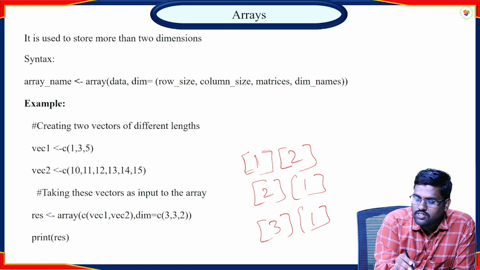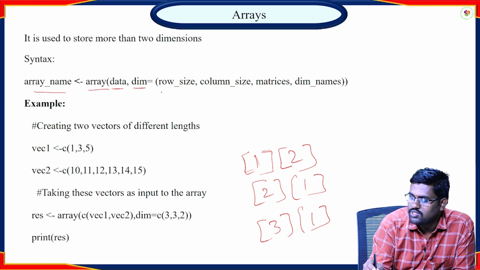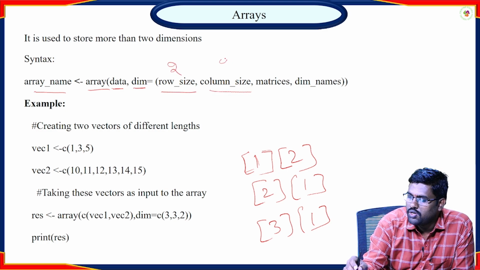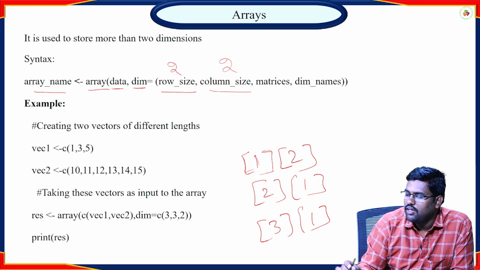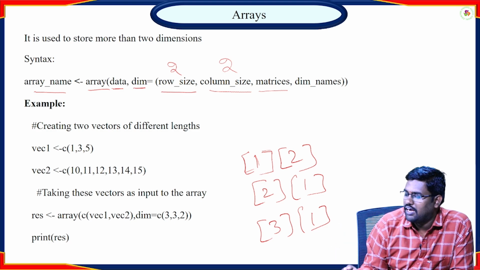So the syntax is: variable name equal to array of data, meaning our values, a collection of values. Dimensions, dim, equal to row size: how many rows we need to retrieve, say 2. The column size means how many columns we need to write. And matrices means how many matrices we need to display. And dimension names means what names we have to specify to display our array matrix.